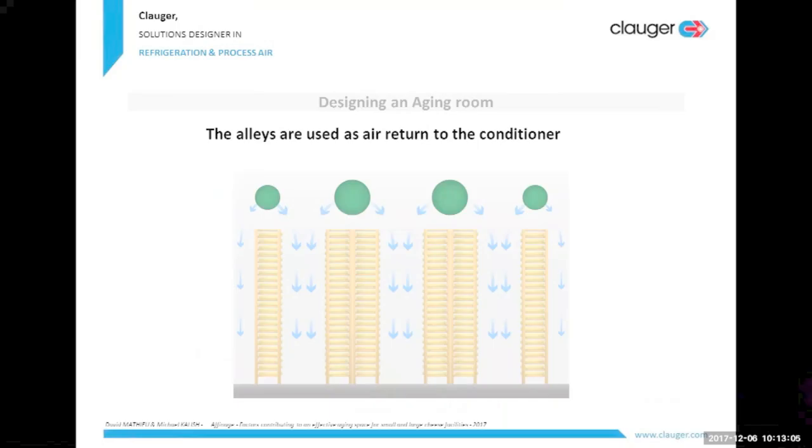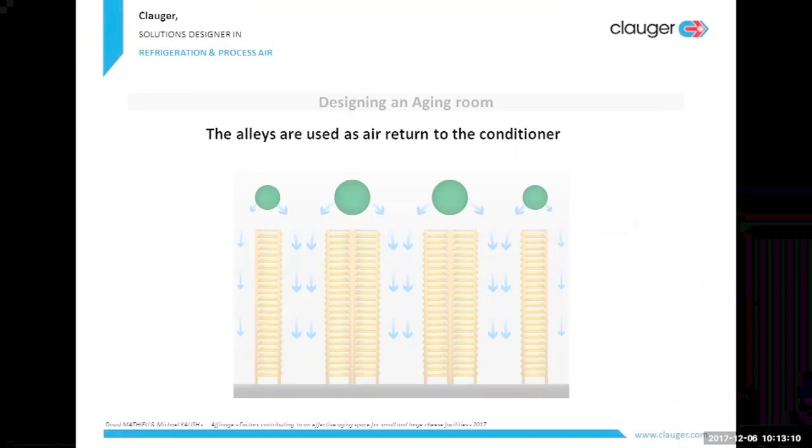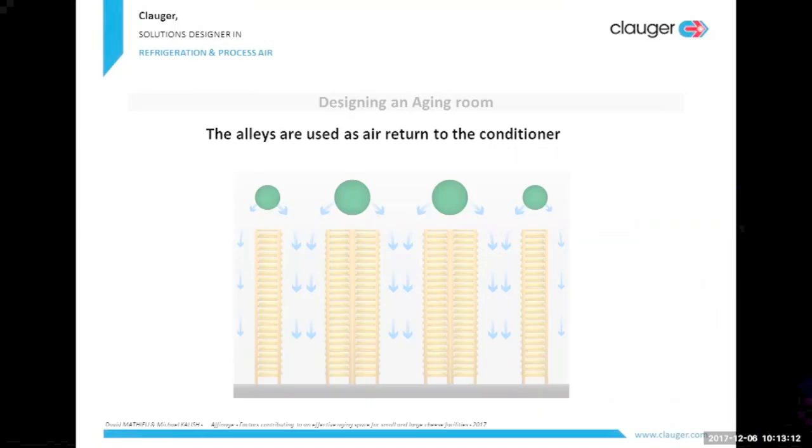So here is a small draft, an example of how it works. For example, air distribution: the air goes down and goes back through the alleys to the system.